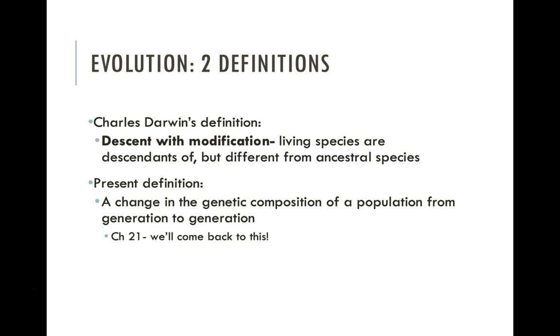Our present day definition is actually linked to genetics. Our present definition is that evolution is a change in the genetic composition of a population, and that genetic composition can change over time depending on what traits are advantageous in a particular environment. Now, chapter 19 covers descent with modification, talks about Charles Darwin, and the mechanism of evolution, and then chapter 21 will switch over into the genetics and talking about alleles and frequencies of alleles within a population. So we'll come back to this present day definition.